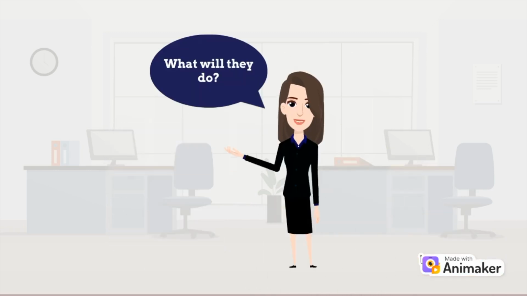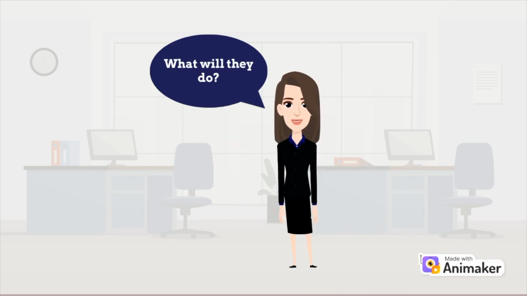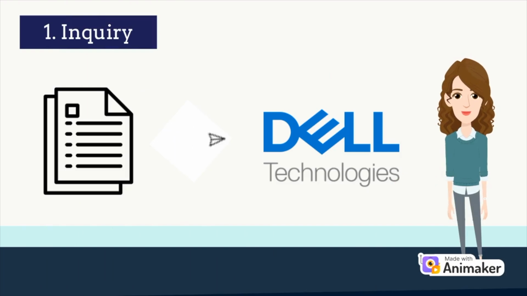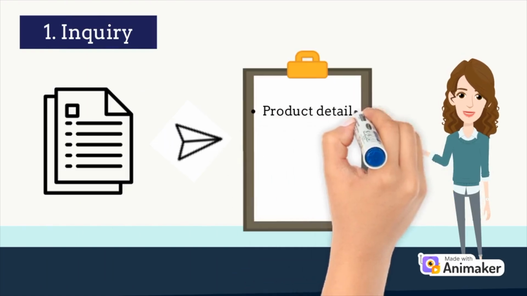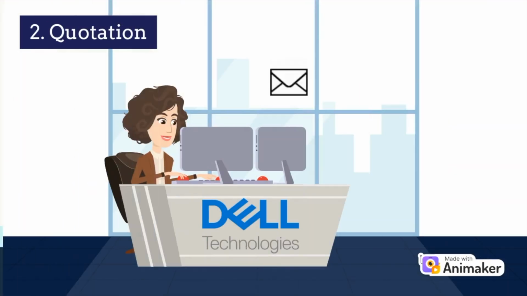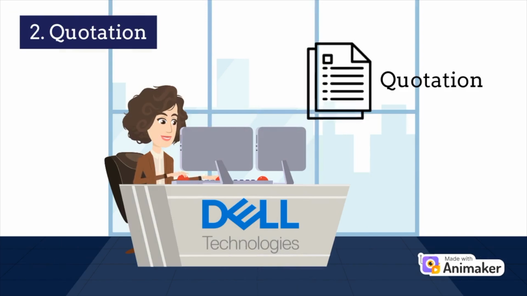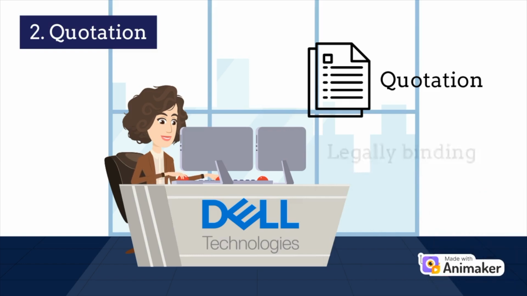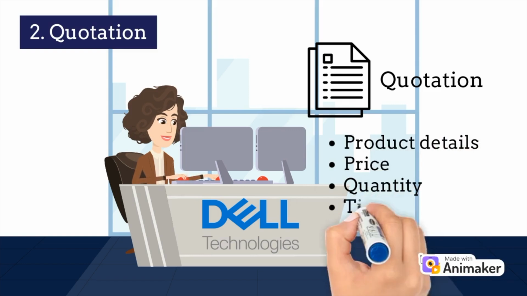And now what the employee will do after selecting the PC they want. After deciding the model of PC, we'll send an inquiry to Dell to request a quotation. The inquiry includes details of computer models, quantities, custom configurations, and desired date that we needed. Once Dell receives the inquiry, the sales department of Dell will review the inquiry and create a quotation for the audit company. The quotation is a legally binding document that responds to the inquiry of the customer. In the quotation, it will list out the product details, price, quantity, and time frame.